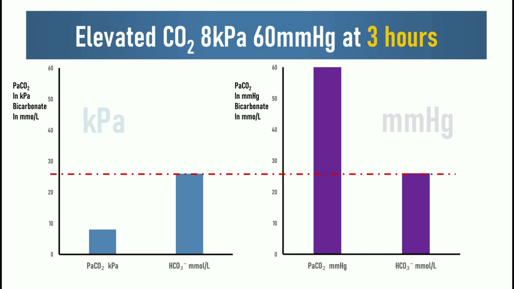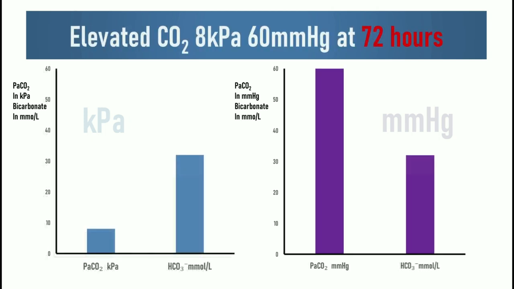Now let's roll this on to 72 hours, that's 3 days, keeping the patient at that same partial pressure of CO2 on the blood gas. And let's see what happens to the bicarbonate. Now you can see that the bicarbonate has gone up quite substantially. We went from 24 to 26, and now the bicarbonate is 32 millimoles per liter. So it has risen quite substantially from that baseline by 8 millimoles per liter.